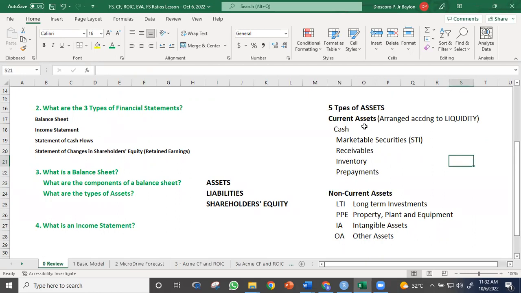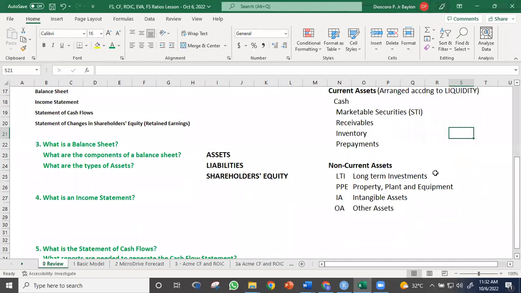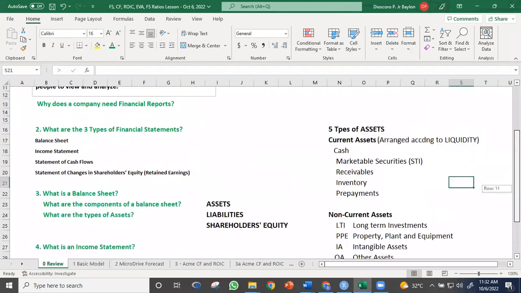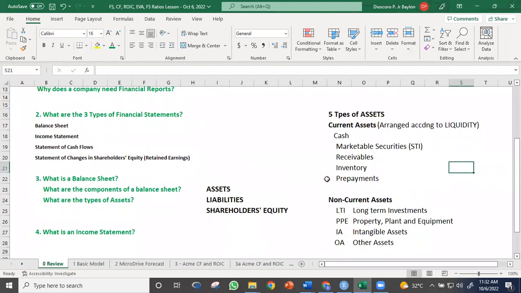Okay, so these are the types of assets. We have current assets and non-current assets. Current assets, there are five: cash, marketable securities, receivables, inventory, and prepayments. Non-current assets, you have long-term investments, property, plant, and equipment, or fixed assets, intangible assets, and other assets. Those are the things that you can see on the asset side of your balance sheet, and it tells us of the financial position.